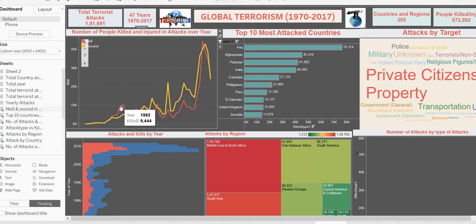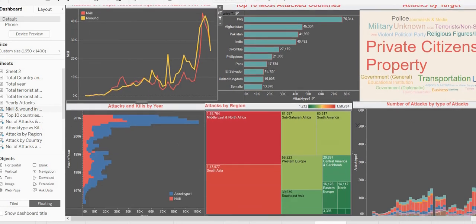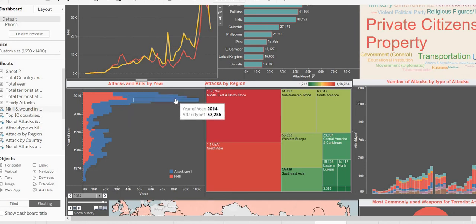In this graph you can see the number of people killed as well as the number injured gradually increased over the years, and in 2014 most of the people were killed, that is 44,419, and in 2015 the injured ratio was highest. The top 10 most attacked countries are Iraq, Afghanistan, Pakistan, India, and so on. The attacks by targets are mostly private citizens and property, and here you can see attacks and kills by year: in 2014 the number of attacks was highest, and so was the number of people killed.